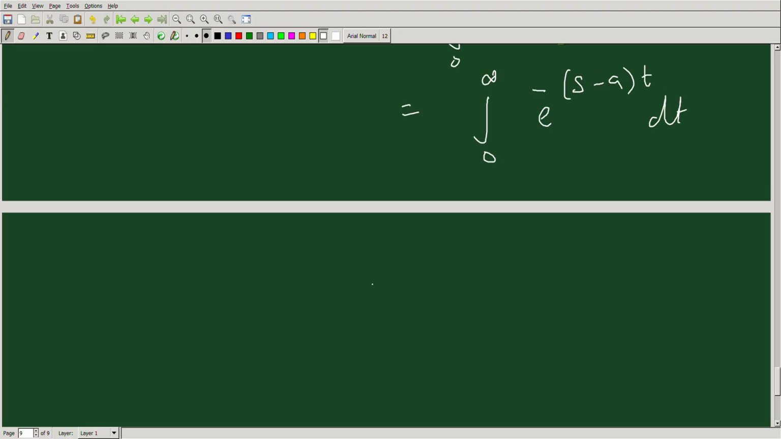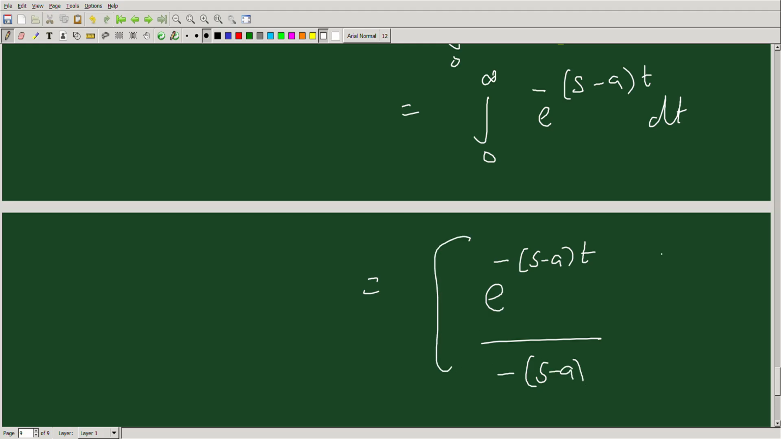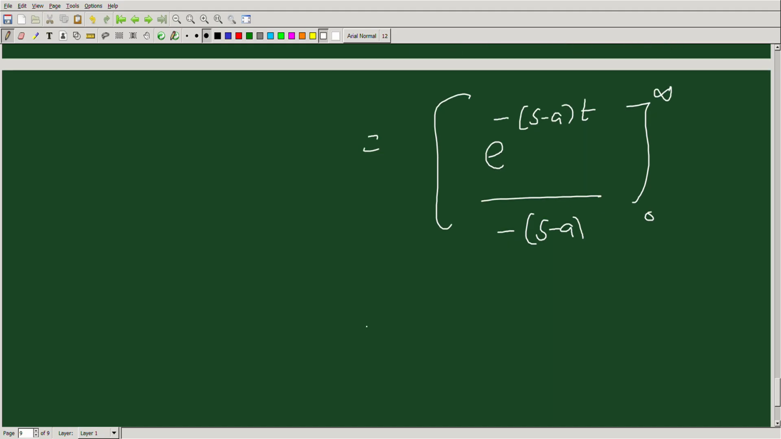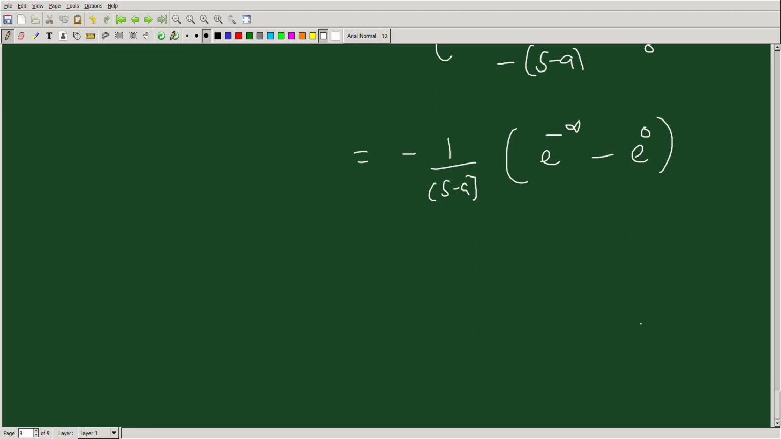So which is equal to, integrate this like the previous problem, the integration of e power ax is e power ax by a. So e power minus of s minus a into t divided by the coefficient of t, minus of s minus a, and apply the limit 0 to infinity. Before applying the limit, take minus of 1 by s minus a outside. The upper limit is infinity, so e power minus infinity, the lower limit is 0. You know, e power minus infinity is 0. So minus of 1 by s minus a, this will be 0 minus 1.